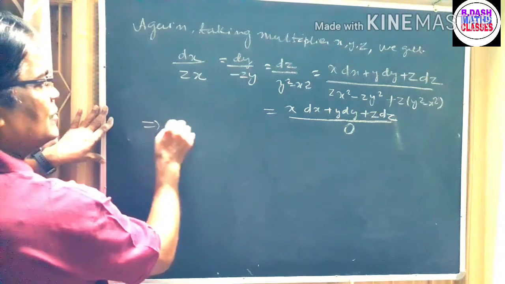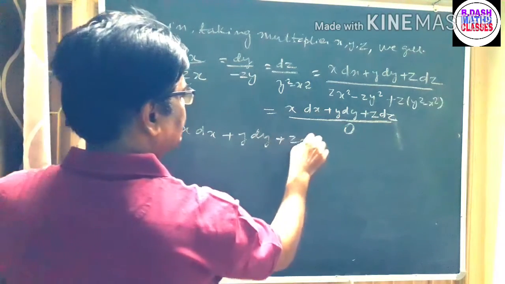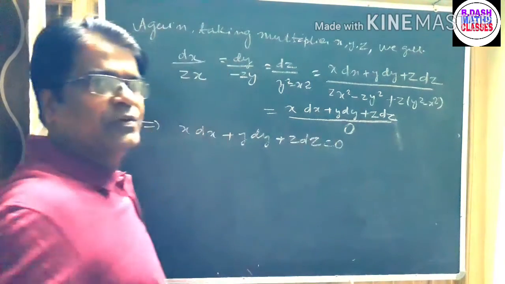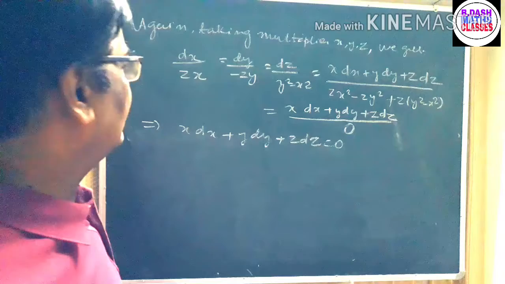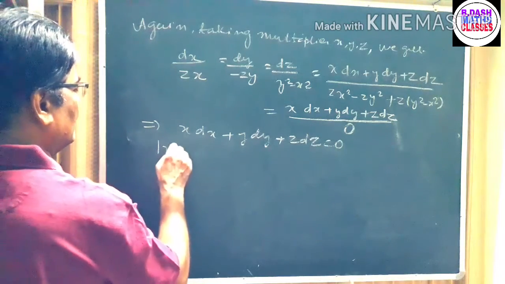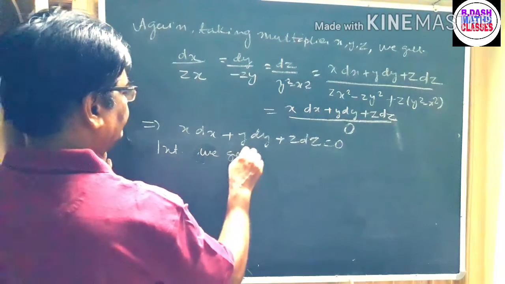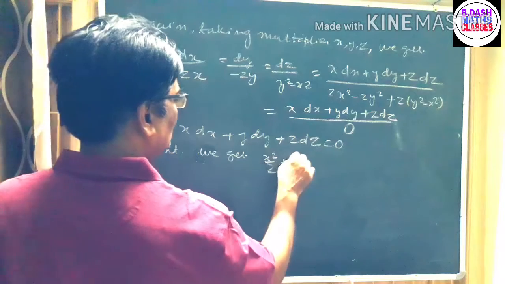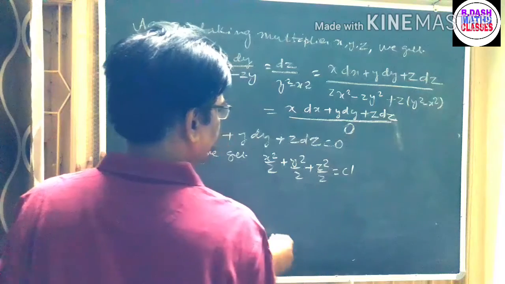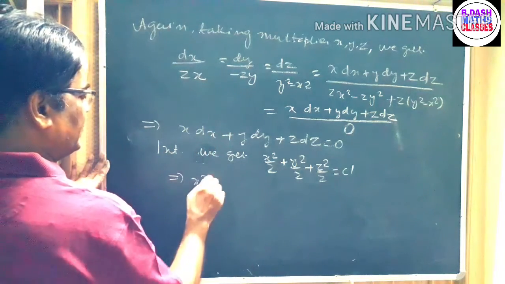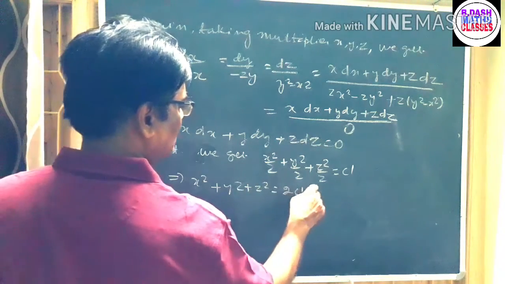This implies x dx plus y dy plus z dz is equal to 0. So taking multipliers x, y, z, we get this expression is equal to 0. Now integrating, we get x square by 2 plus y square by 2 plus z square by 2 is equal to c dashed. This gives you x square plus y square plus z square is equal to 2 c dashed.